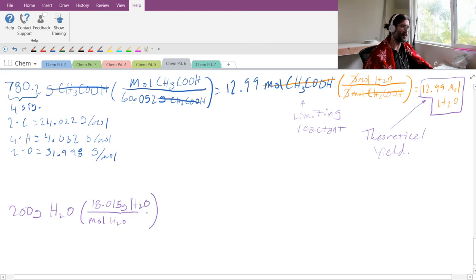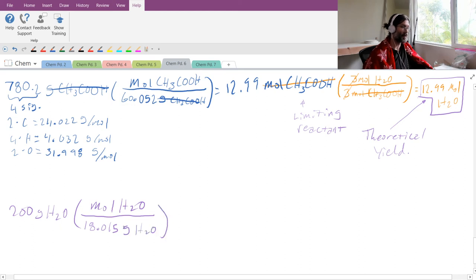For every mole of H2O, moles of water will cancel. I did that wrong. I set that up wrong. We're trying to cancel grams and convert to moles, so moles should be on top, in the numerator. Grams of H2O, 18.015 grams of H2O. Grams of water should cancel.